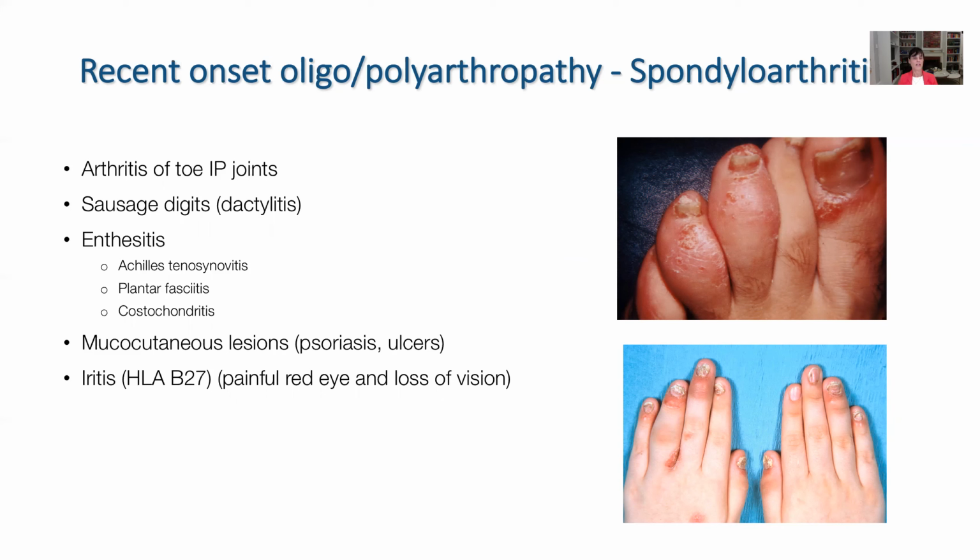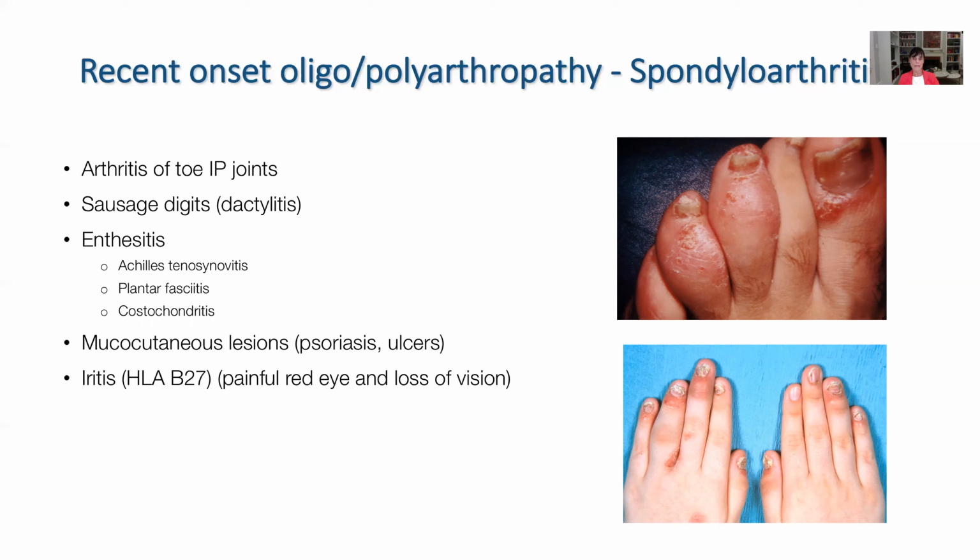Enthesitis, the Achilles insertion, as mentioned earlier, but also plantar fasciitis and costochondritis are both forms of enthesitis. And then there are mucocutaneous lesions such as psoriasis and mouth ulcers, and you can see the nail changes in the slide below with some psoriatic plaques on the back of the hand and the left fourth digit with a dactylitic appearance. The spinal involvement in these conditions tends to be associated with HLA-B27.